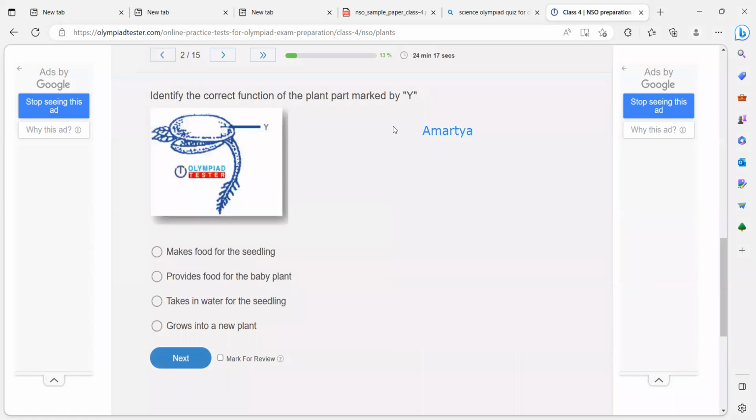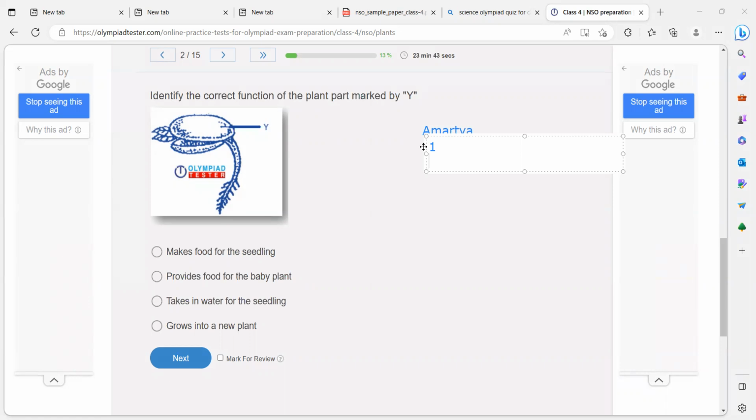Tell me this one. Okay. Makes food for the seedling. Provides food for the baby plant. Takes in water from the seedling. Seedling. No, what is seedling? Seedling means a small plant that comes out from the seed is called seedling. Okay.